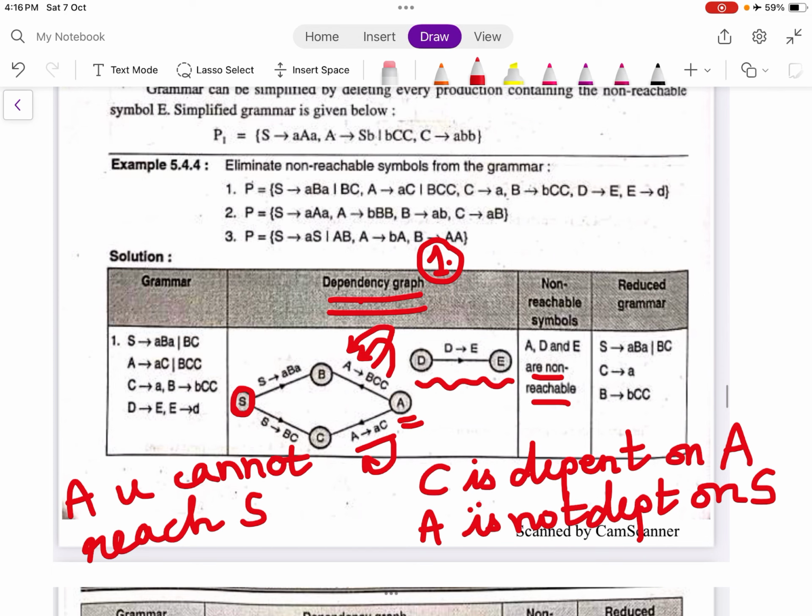So in the reduced grammar, remove all the productions having the non-reachable symbols. So if you remove, you get S gives AB, A and BC. A will be also removed. C gives A and B gives BCC.